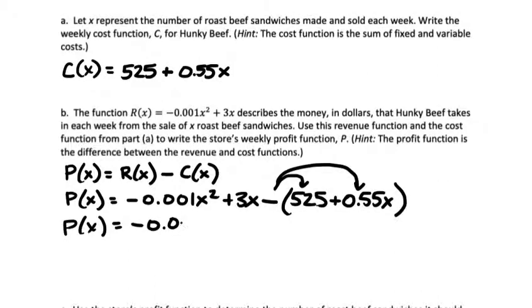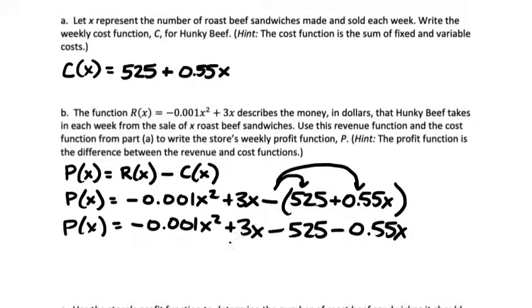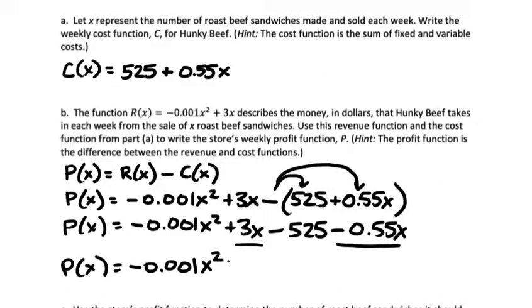So we have this negative 0.001x squared. We're just going to leave that. Plus 3x minus 525 minus 0.55x. And lastly, I'm going to combine these like terms. We have plus 3x minus 0.55x. So I can combine those together. Don't have anything to combine with the x squared, and I don't have anything to combine with the constant 525, so I'm just going to leave those.